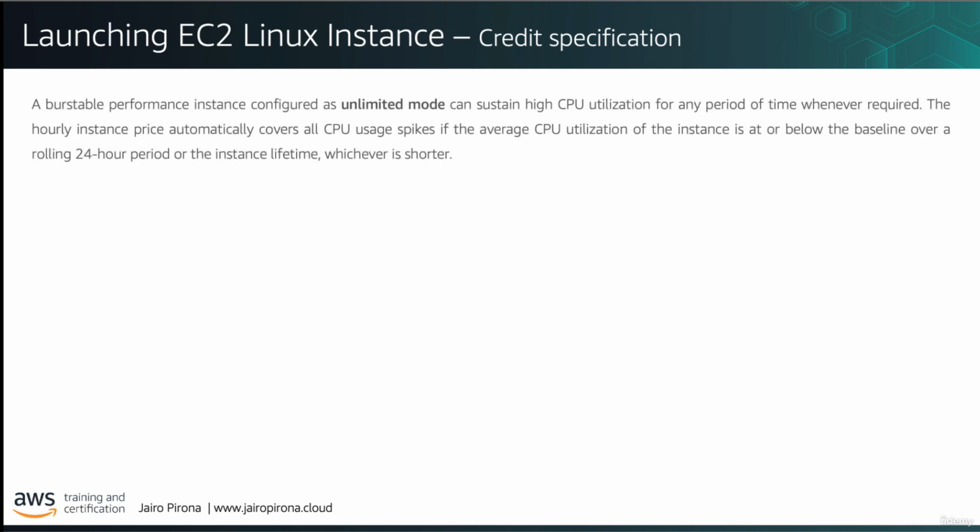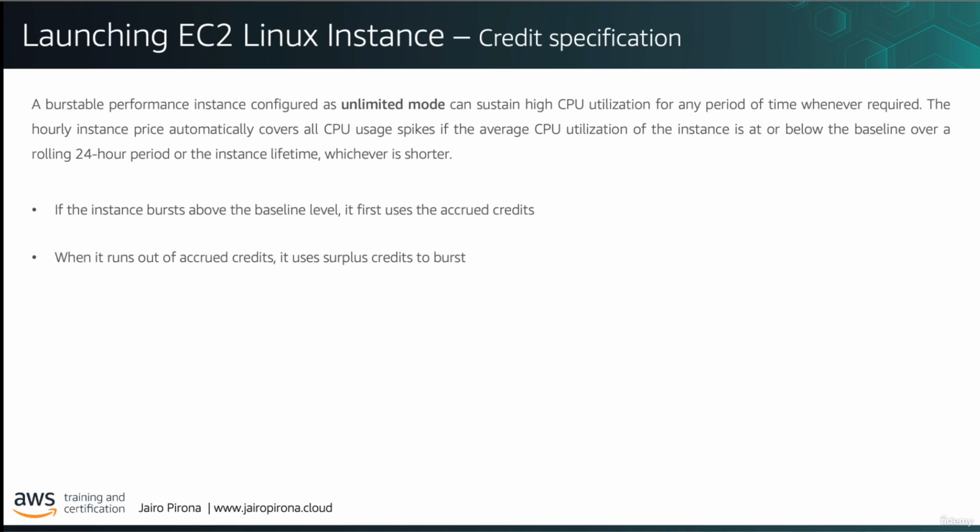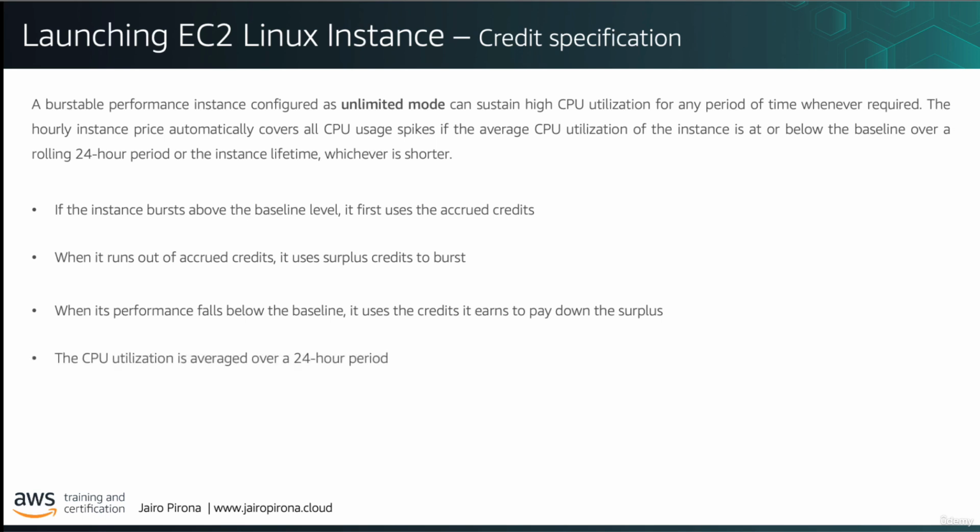Therefore, when configured in unlimited mode, if the instance exceeds the CPU baseline, it first uses the accumulated credits. When it runs out of accumulated credits, it uses the leftover credits to burst or increase. In other words, it borrows credits. When its performance falls below the baseline, it uses the credits it earns to pay back the surplus it borrowed. This mechanism allows the EC2 service to average CPU utilization over a 24-hour period. If the 24-hour average is above the baseline, additional charges apply.